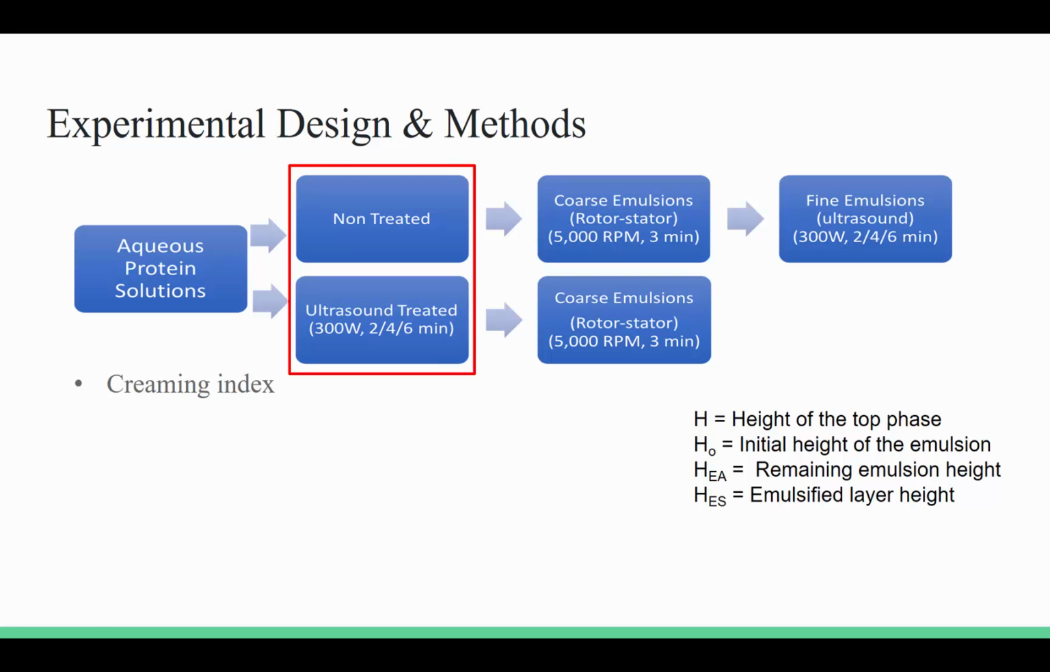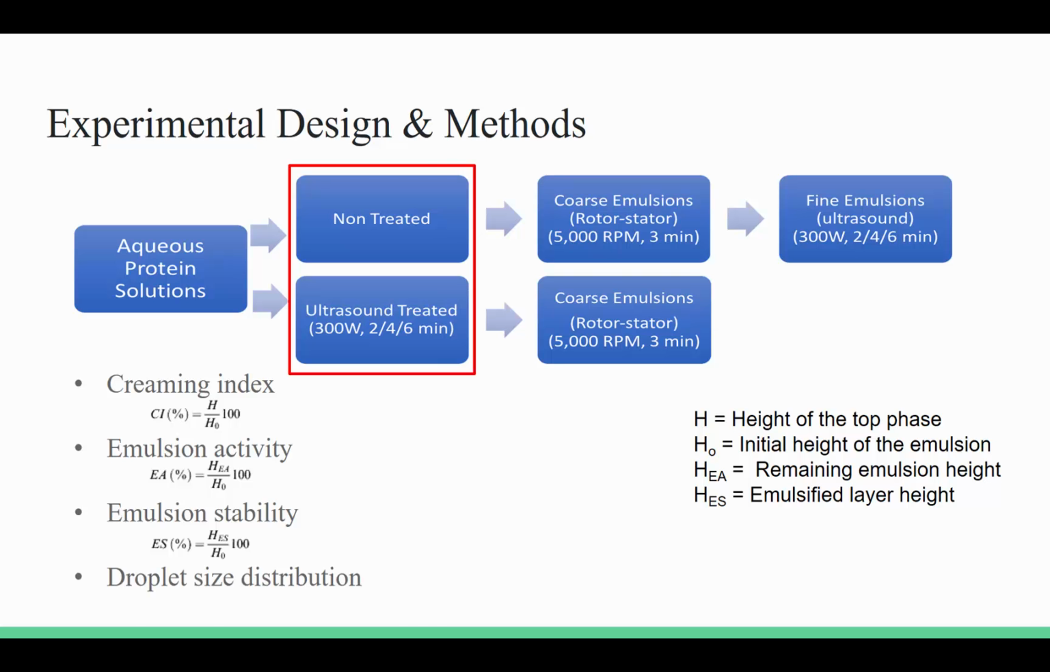Okay, and then they looked at the creaming index, using the same equation I showed you on the previous slides. Emulsion activity was calculated using this equation. Emulsion stability using this equation. For the emulsion activity, they centrifuged it, and they did the same thing for emulsion stability, except they heated it, cooled it, and then centrifuged it. And then the droplet size distribution using the light scattering method.